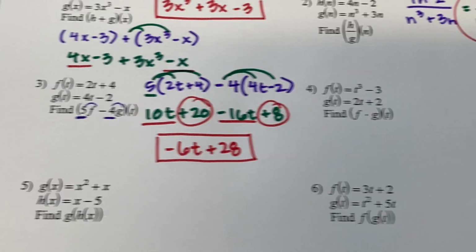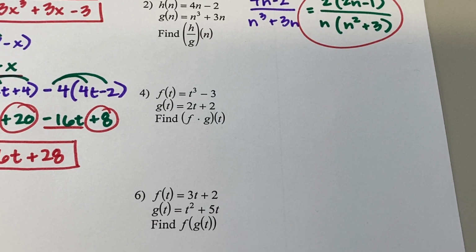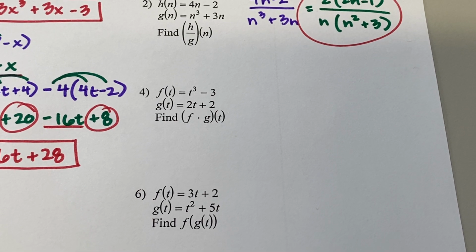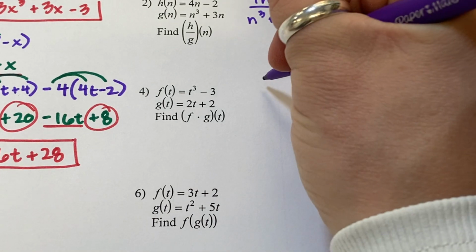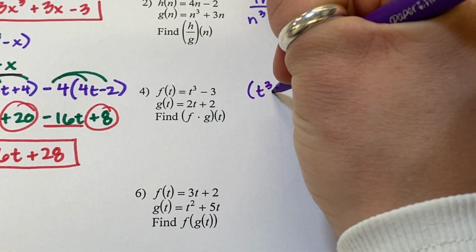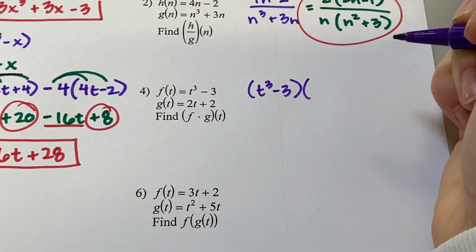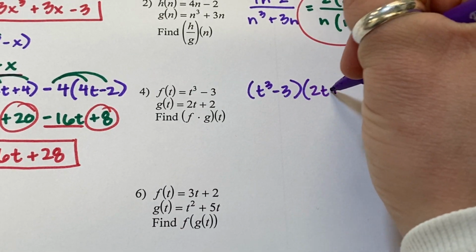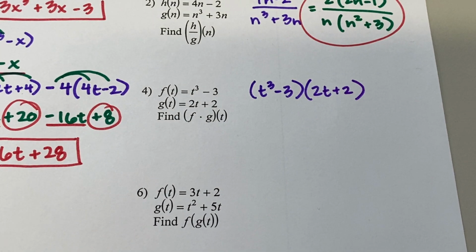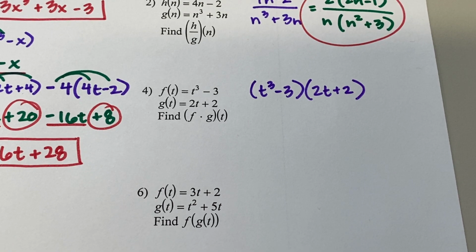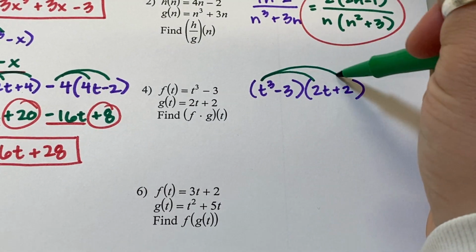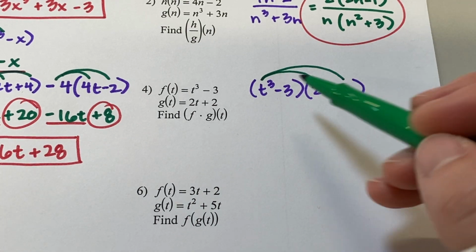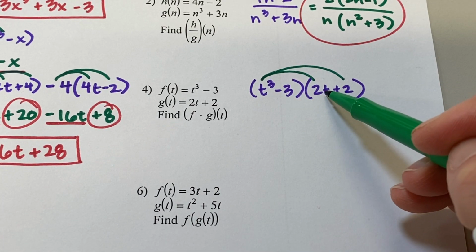Alrighty, last one. Let's go ahead and multiply these guys. So we see that little multiplication symbol. So I'm going to go ahead and take each one of my functions, put it in parentheses, t cubed minus 3 times my next function, 2t plus 2. Now this should look familiar, a lot like FOIL, the box method we've talked about. Let's go ahead and just kind of condense it. I call it the swooshy, so we're going to take the first term, multiply it to both terms on the other one. So t cubed times 2t.